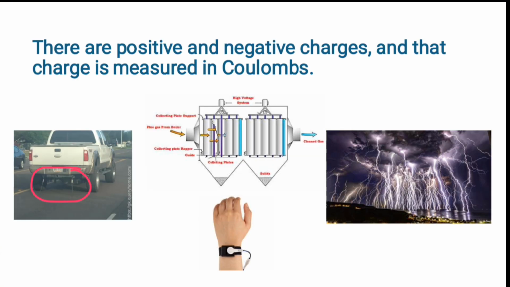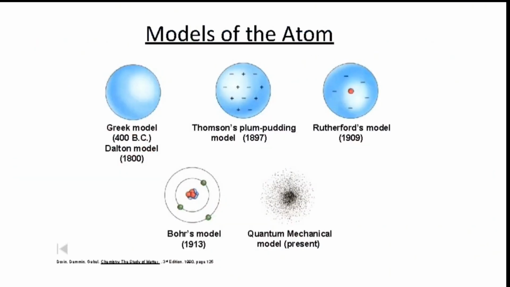Now, please take note that positive and negative charges are always measured in coulombs. Coulombs will be discussed in the later part, but now I'll be discussing how the positive and negative charges work. Before that, allow me to give you a brief introduction about the models of the atom.